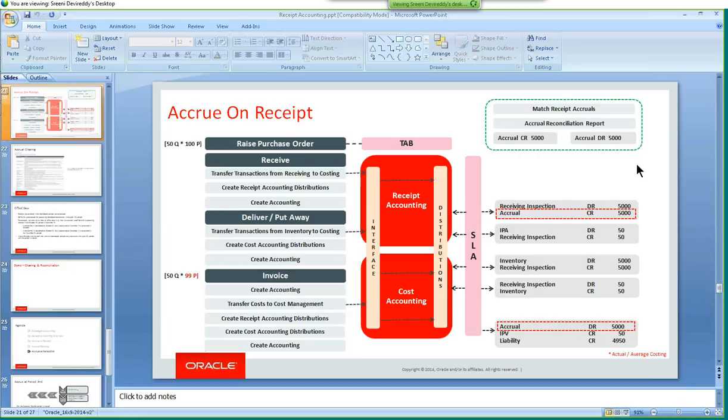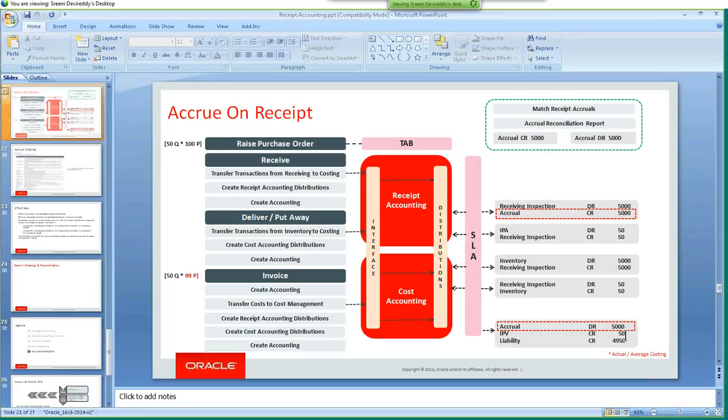So the same case, now I chose to change the price. When you change the price, this is the accounting that you would see. The accrual is still going to be 5,000, but there will be IPV of 50 and the liability is going to be 49.50, right? Because there's a change of 1 rupee or $1, whatever. So this does not impact your accrual reconciliation because the accrual is still the same. 5,000 and 5,000, but IPV is different.